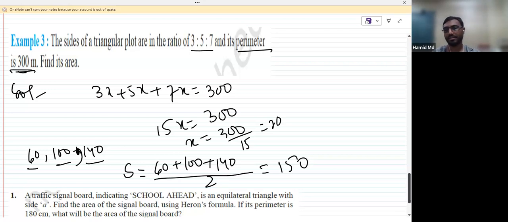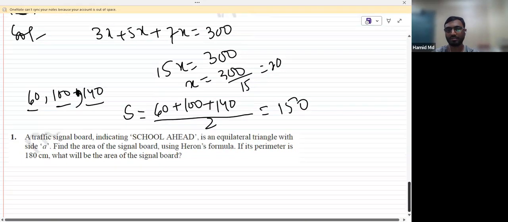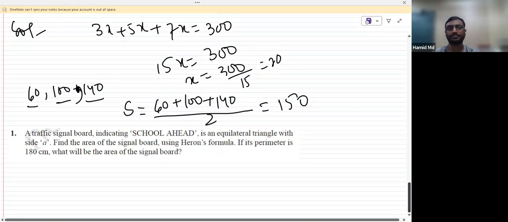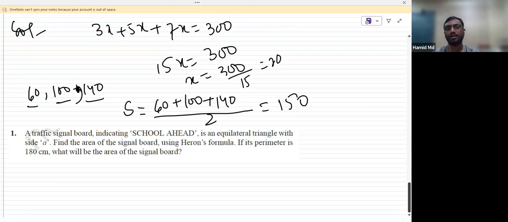Okay. So the easiest question, the easy question. A traffic signboard indicating school ahead is an equilateral triangle with side A. Find the area of the signboard using Heron's formula if its perimeter is 180 centimeters. What will be the area?